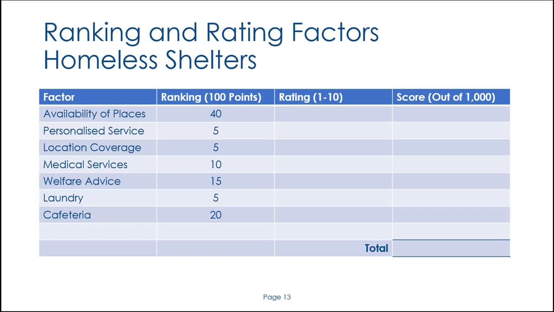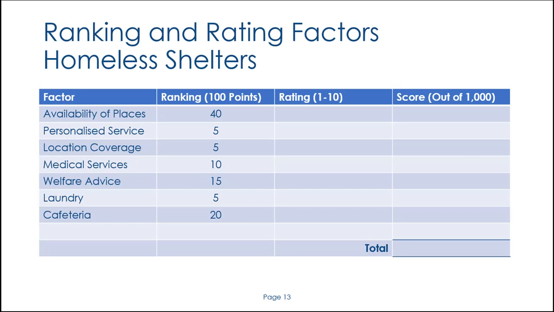The second most important thing they've said is the cafeteria service, the fact they can get a hot meal and drink and good food 24 hours a day if they happen to be a resident there. The third most important factor is the welfare advice that they get, followed by medical advice, and then there are three factors, which are personalised service, location, and the laundry service, which are not very important to this individual. So that's the first thing. You get this survey form filled in by many of the target audience. So in this case, many clients of the homeless shelter.